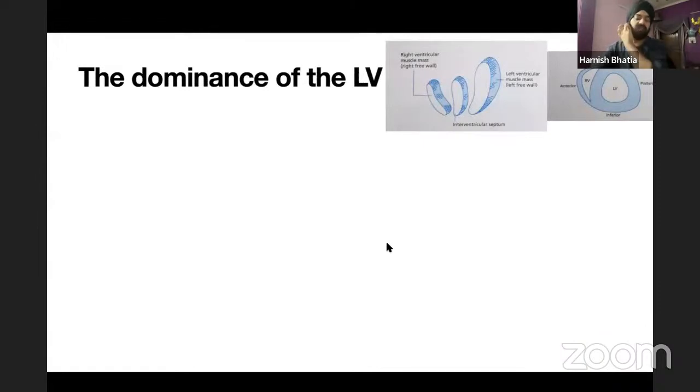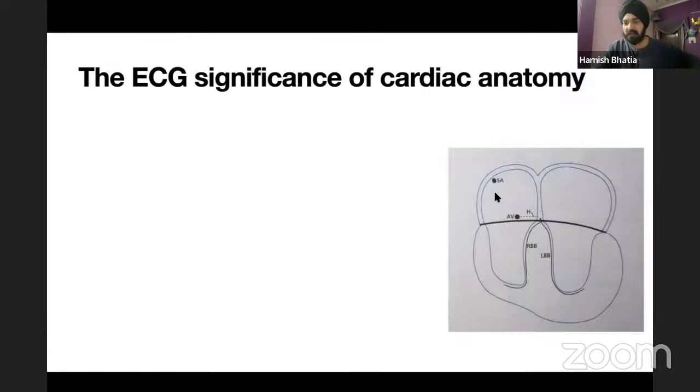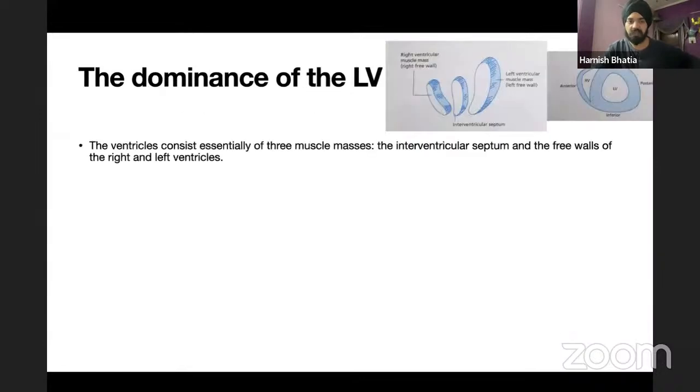Now, the dominance of the left ventricle. So if you saw that there is a biatrial chamber and there is a biventricular chamber, now, talking about the biventricular chamber, the ventricles consist of essentially three masses. First is the interventricular septum between the left ventricle and the right ventricle. And then there are two free walls. One is the free wall of the right ventricle. One is the free wall of the left ventricle.